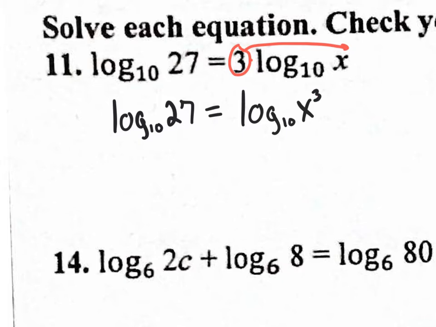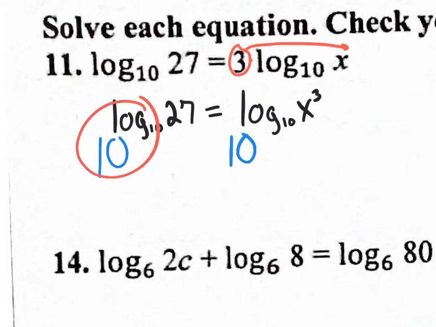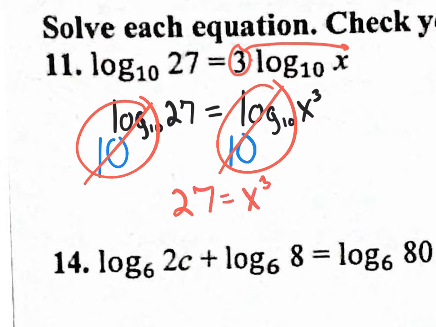Anyhow, we now have common log on both sides. We can now get rid of those common logs by raising them to become powers of base 10. So yes, 10 to the log base 10 eliminates. 10 to the log base 10 eliminates. So what's my new equation? 27 equals x to the third.